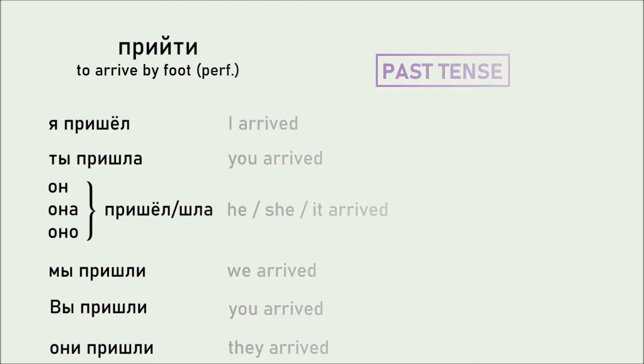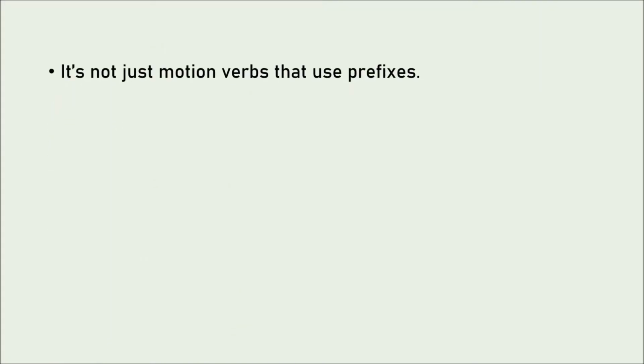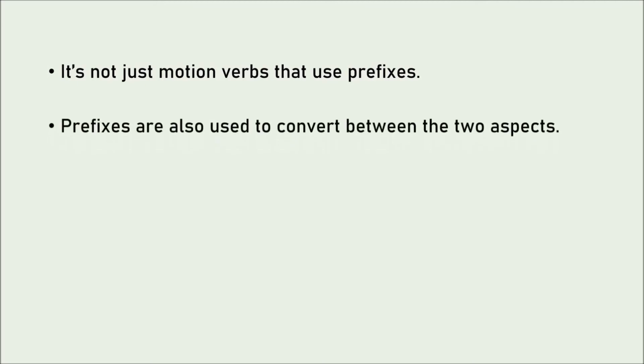Now, we need to understand that it's not just motion verbs that use prefixes. They affect pretty much all verbs in Russian, to add a different notion, to add on different shades of meaning. The use of prefixes is not solely to change meaning, but also to convert between the two aspects. For example, we have пить and выпить.